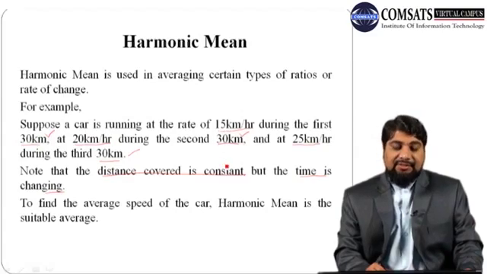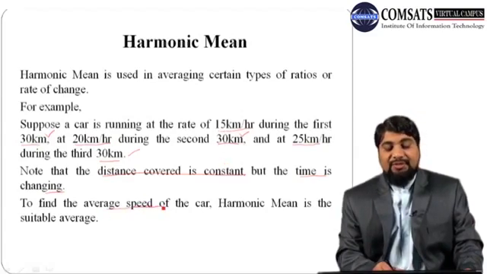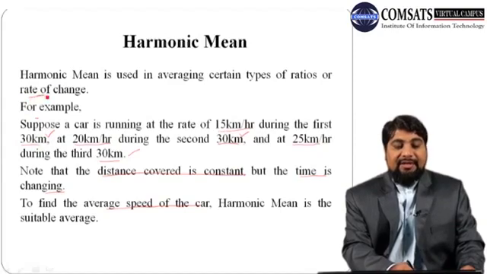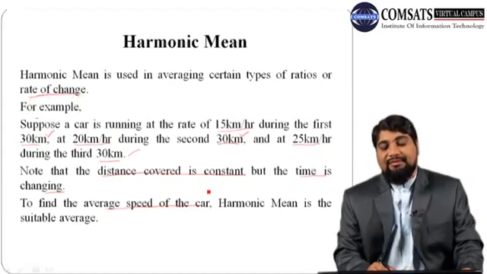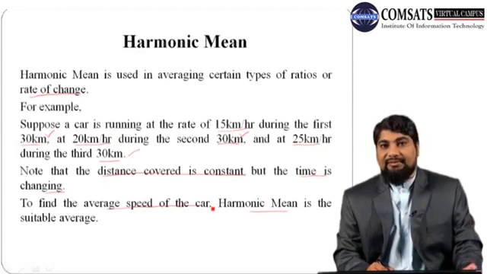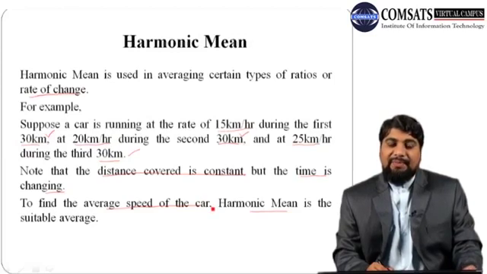Now the question is, we are interested in finding the average speed of the car in all three journeys. In these types of problems, we are interested in finding the average rate of change. So harmonic mean is the suitable average to calculate the average speed of the car in this scenario. These are certain types of situations in which harmonic mean is usually used. Let us explain it with the help of several examples.